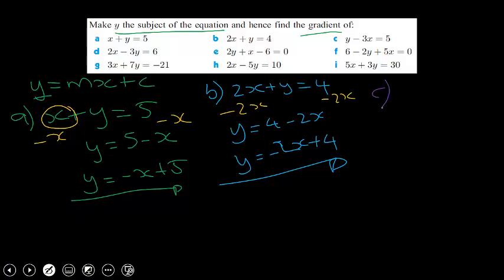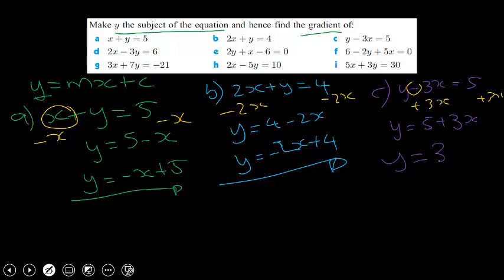Question C. Y minus 3x equals 5. Let's take the 3x over, so plus 3x, plus 3x. Now remember, we do the opposite of that sign. So if it's minus, we add. If it's positive, we subtract. So y equals 5 plus 3x. And we swap it around, y equals 3x plus 5. There we go.